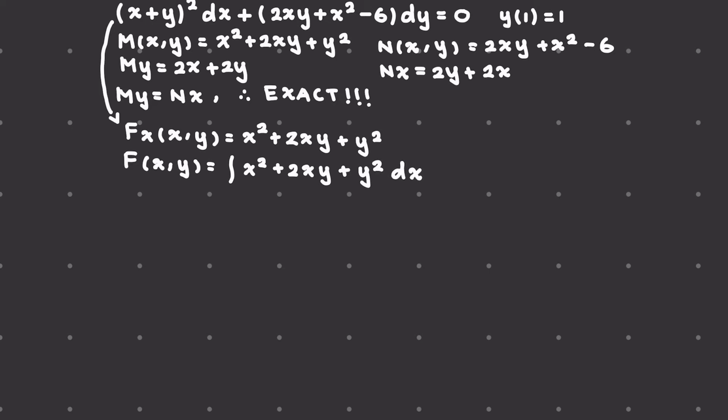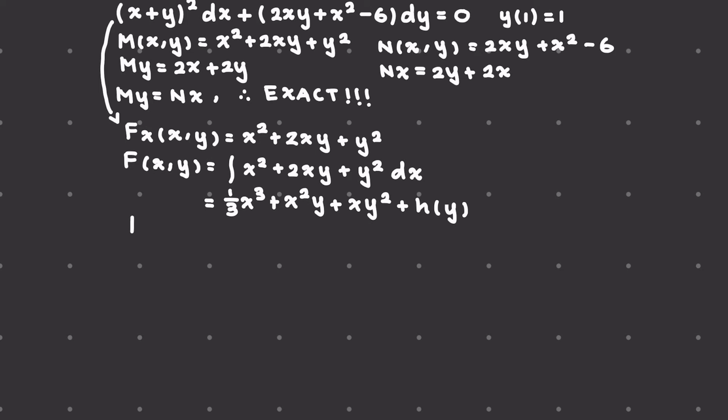Remember, in this integration process, what are our constants? Our constants are the y's. So x squared will become 1 over 3 x cubed, plus 2xy will become x squared times y, plus y squared will become x times y squared, plus h of y. You can call it g of y, b of y, a of y, anything, but this just represents a generic function of y.